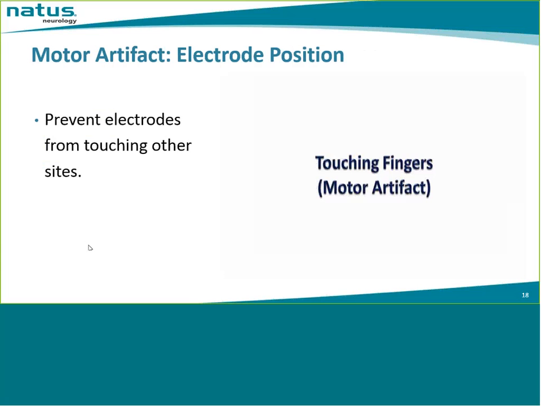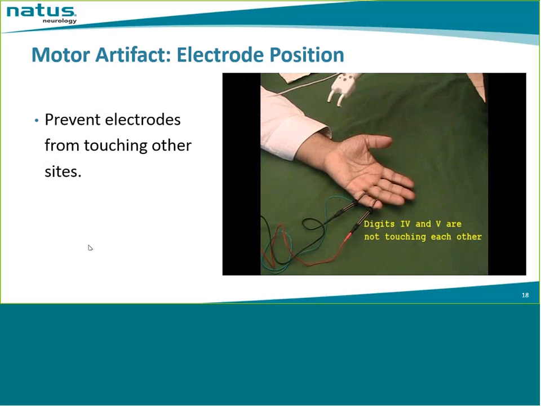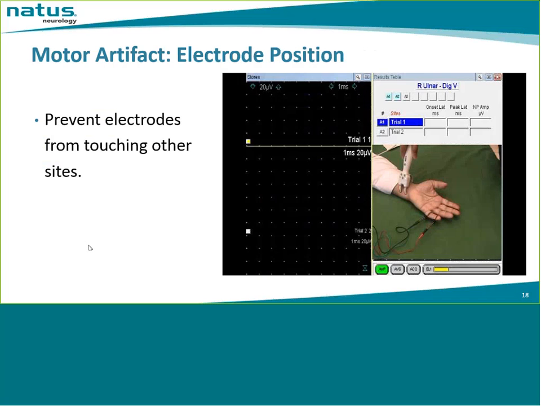Let us now move on to the motor artifacts. The motor artifact is typically seen in the ulnar nerve conduction study. I am stimulating the ulnar nerve at the wrist, and we are recording from the small finger. That's a very nice recording. We don't have any artifact.